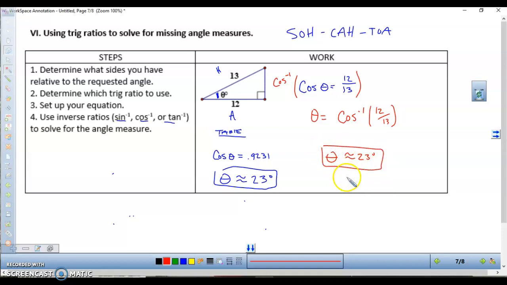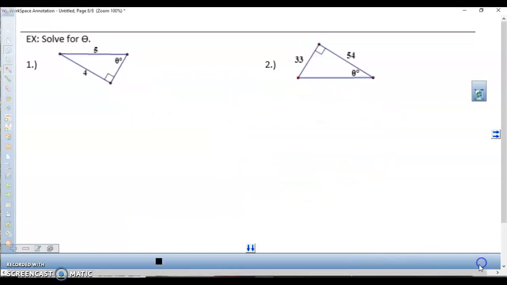It does not matter. You can use the table and work backwards, or you can use your calculator. There's 2 more examples. Maybe I'll do one of each. I prefer the calculator because it just is a little faster. All right. So here we go.